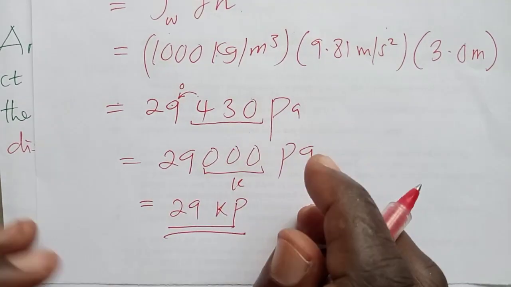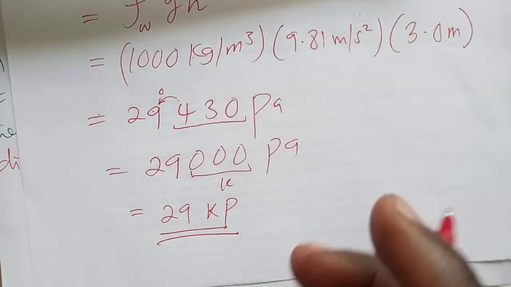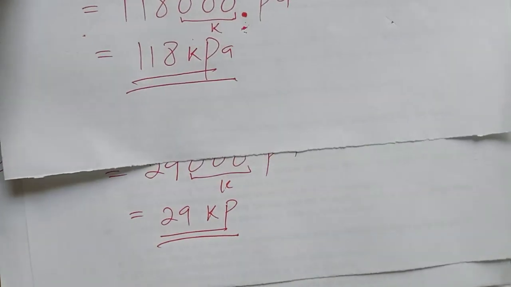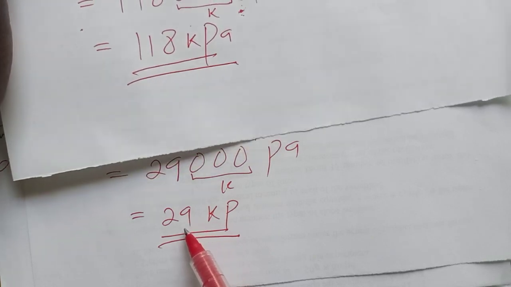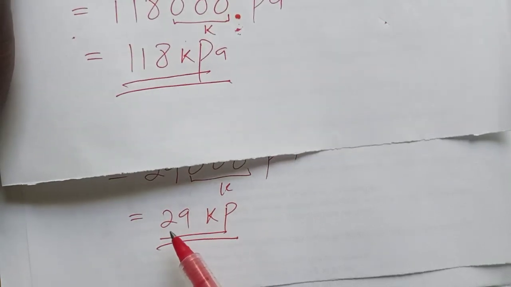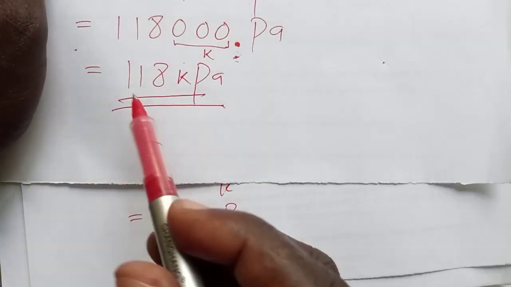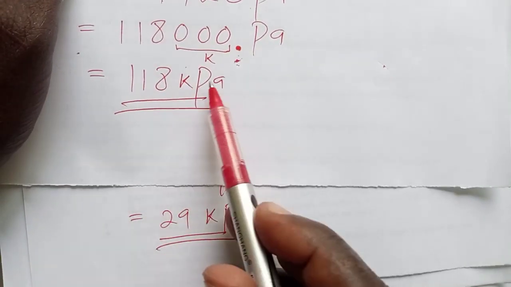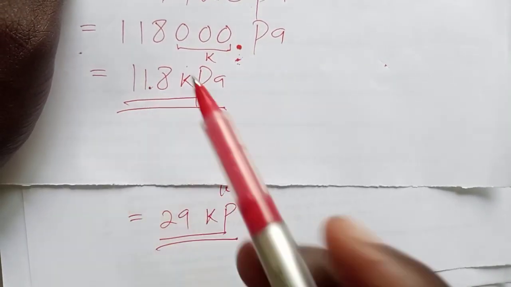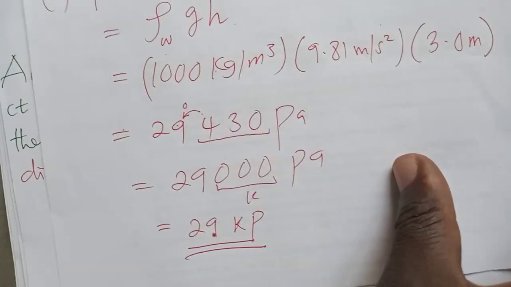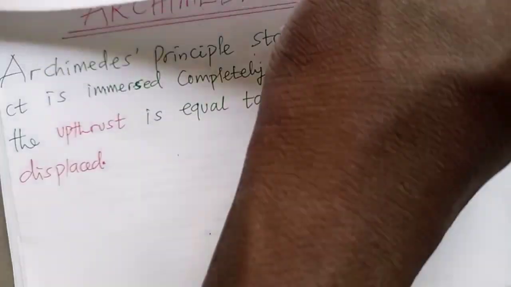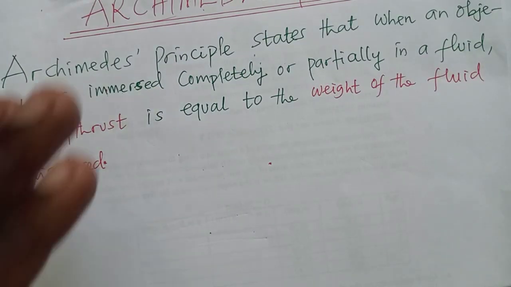You can see that when you compare your two results, this one is just 3.0 meters deep, but the one that is 12.0 meters deep has more pressure. This is 118 kilopascal, which is large, and look at this one, it's small, 29 kilopascal. With this, we have come to the end of this video, and I hope it's clearly understood.